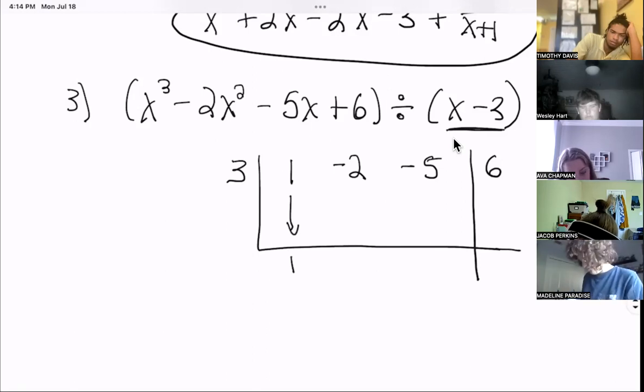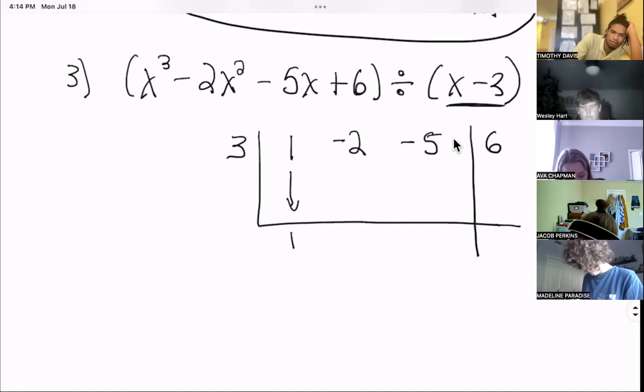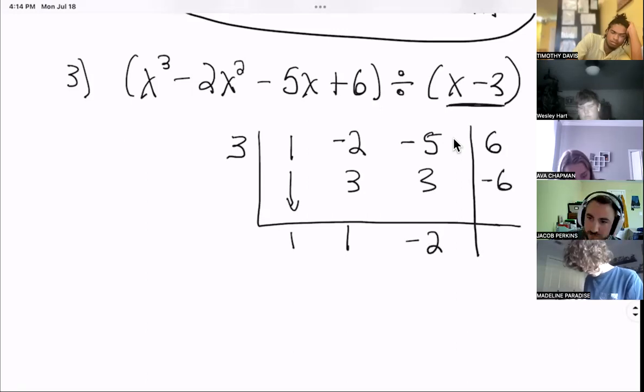And then we're going to do multiply, add. So 1 times 3 is 3. I add down, I get 1. 1 times 3 is 3 again. I add down, I get negative 2. Negative 2 times 3 is negative 6. Oh, look at this. Remainder is 0. There is no remainder.